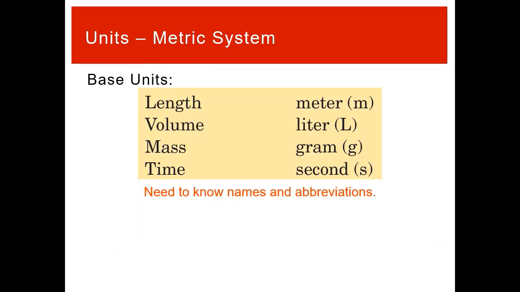So for our bases, we're primarily going to be concerned with meter, liter, gram, and second. So that's length, volume, mass, and time. And each of these units has not only its name, but a symbol. Those symbols are abbreviations. It's just the first letter in all of these cases. And we always can use those.